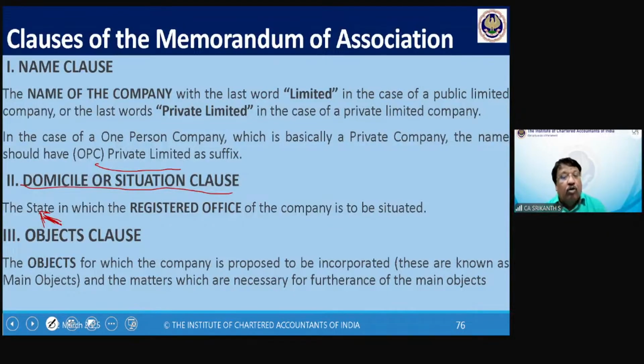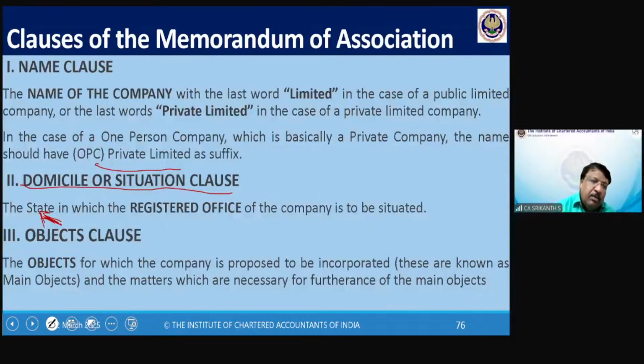Once the state or domicile is determined, that state has control over you for many purposes. Later on, we will find that a company can shift its registered office from one state to another state, in which case everybody having a stake in that company in that state, including the chief secretary, will have to give an NOC before the company can shift its registered office.